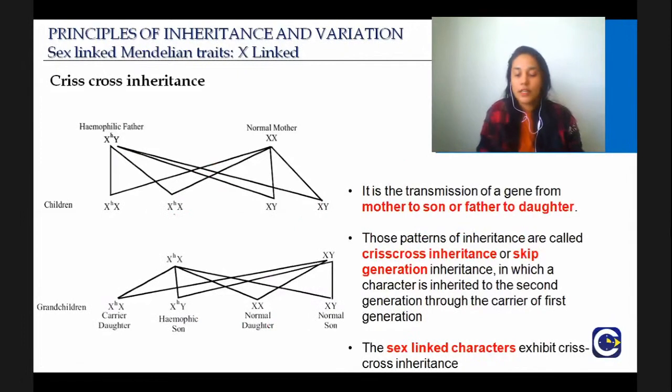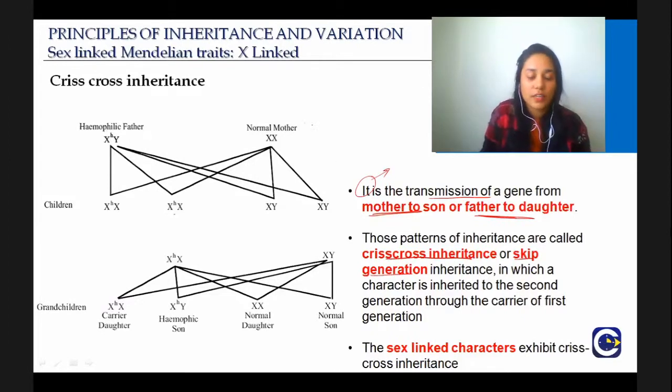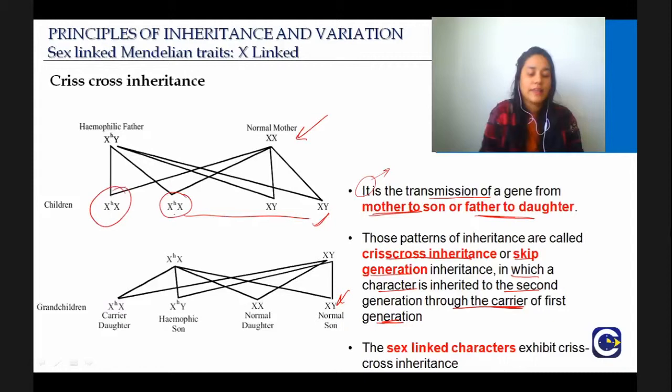So this is written here. So what is this? It is a transmission of gene from mother to son or father to daughter. And what is it here? The crisscross inheritance or the skip generation, where we don't see any disorder in one generation. Okay, here we saw one of them has it, but none of them have it here. So this is called skipping of generation, in which a character is inherited to the second generation through the carriers of the first generation. So this is the carrier, and this carrier mother is making the son hemophilic.